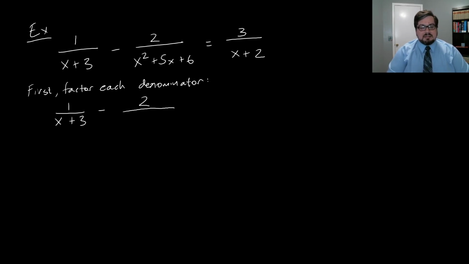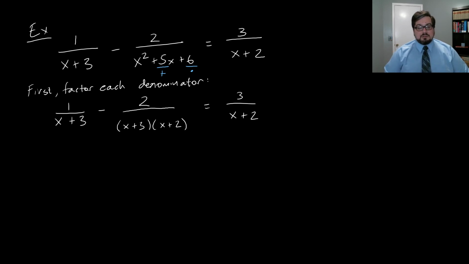The second term has a denominator that does factor. Now, x squared plus 5x plus 6 factors. Remember when we've got a trinomial like this, where the leading coefficient is 1, so there's no visible coefficient on the x squared, we're looking for two numbers that add up to equal the coefficient of x and multiply to equal the constant term. So we need two numbers that add up to equal 5, multiply to equal 6. 3 and 2 do that. So in fact, x plus 3 and x plus 2 are the factors that make up the denominator of that middle term.